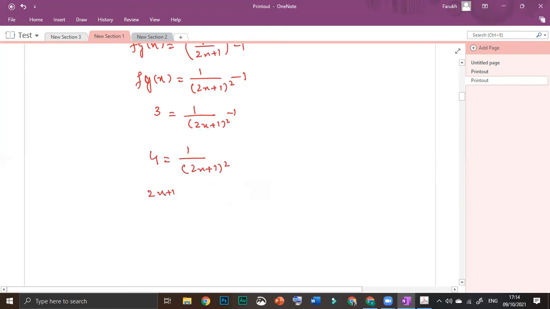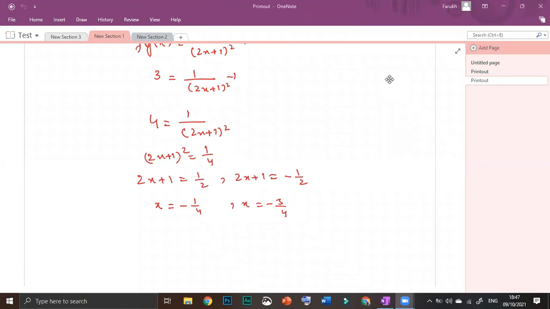2x plus 1 whole square is equal to 1 over 4. We will take square root on both sides and put a plus minus sign with under root 1 over 4. So 2x plus 1 is equal to 1 over 2, and 2x plus 1 is equal to minus 1 by 2. Now the answer for this one is x is equal to minus 1 over 4, and the second answer is minus 3 over 4. Now we will check the domain in case of functions.